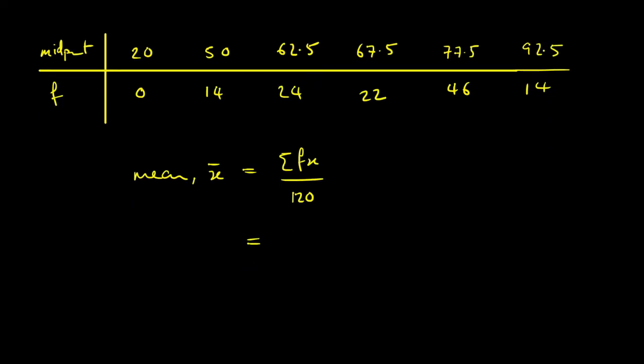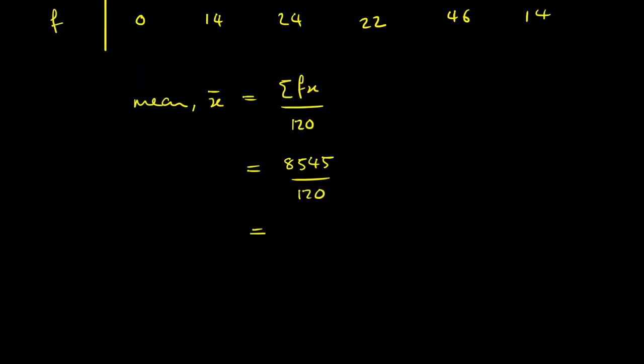So let me just have a quick look at that. Do it on the calculator. So if I key that all into the calculator, then what I get in the end is 8545 over 120. Okay, so that's 8545 over 120. And then if I put that into the calculator, what I get is 71.2. Okay, 71.2.